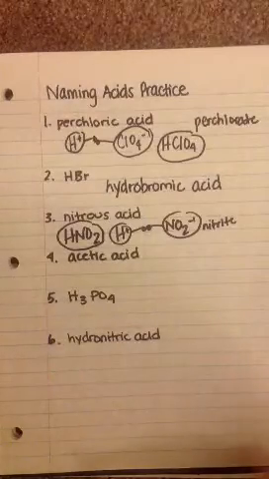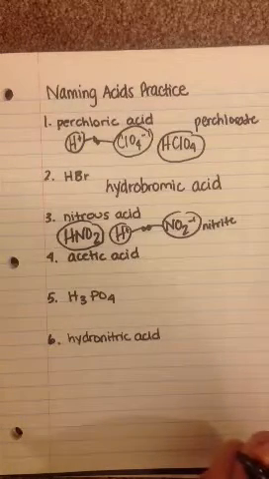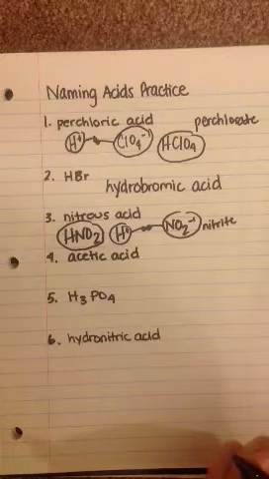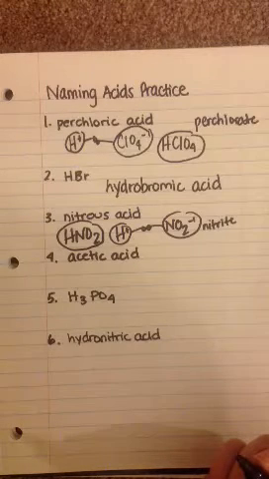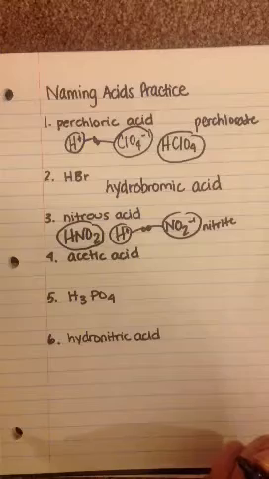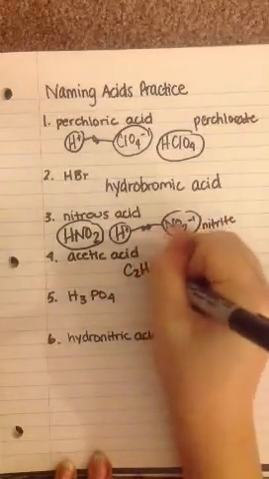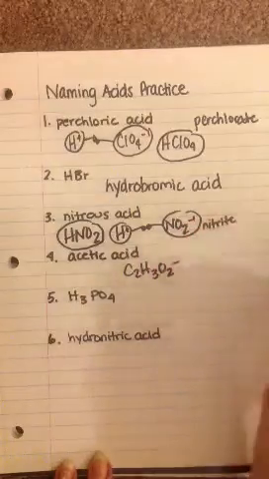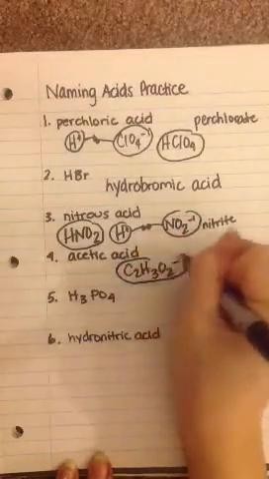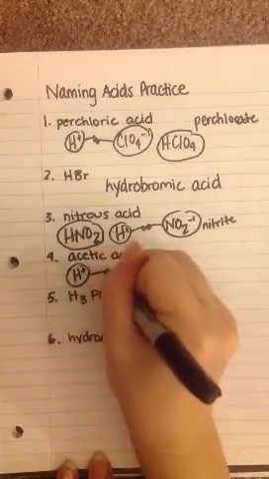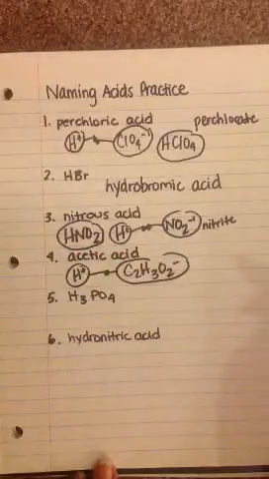Acetic acid. Again, doesn't start with hydro, must come from my polyatomic ions, must have an O. Acetic must come from acetate. Looking at the cheat sheet, acetate, C2H3O2 -. That must have 1 hand. Put it with a hydrogen to make it into an acid.